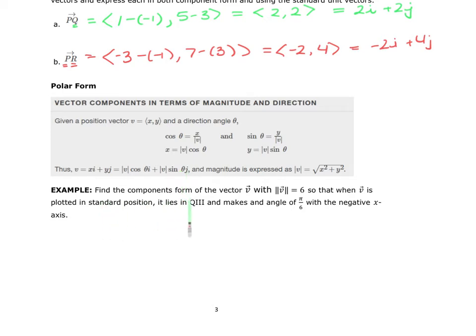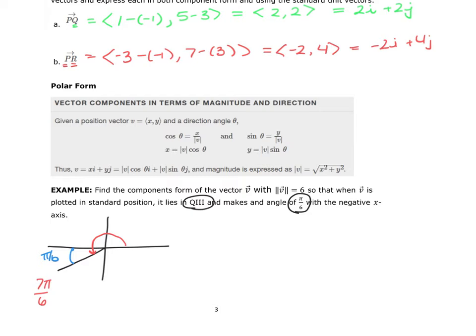So if I want to find the component form of the vector with a magnitude of 6, so that when the vector is plotted in standard position, it lies in quadrant 3, and it makes an angle of pi over 6 with the negative x-axis. A couple of things are going on here. The first thing is they're giving us the reference angle. This is the reference angle in quadrant 3. That is this. This is pi over 6. That is not the angle I use. The angle I need to use is 7 pi over 6, because that is the angle in quadrant 3 that has a reference angle of pi over 6.